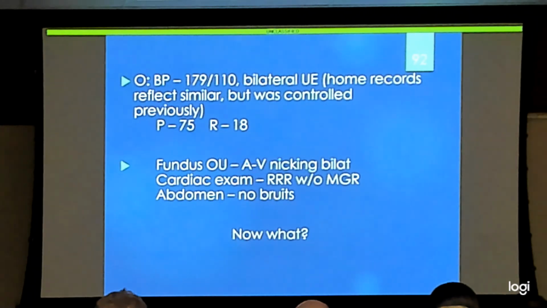So fundus, because you're awesome like that, you can actually look at the fundus to back it up, I promise. AV nicking bilaterally. AV nicking, I promise, and not just a script thing. Regular rate and rhythm without murmurs, gallops, or rubs. Abdomen, no bruits. So now what do you want to do for this guy? This one needs to go straight to the ER because it's hypertensive emergency with organ damage. Not a problem. What are some other possibilities?